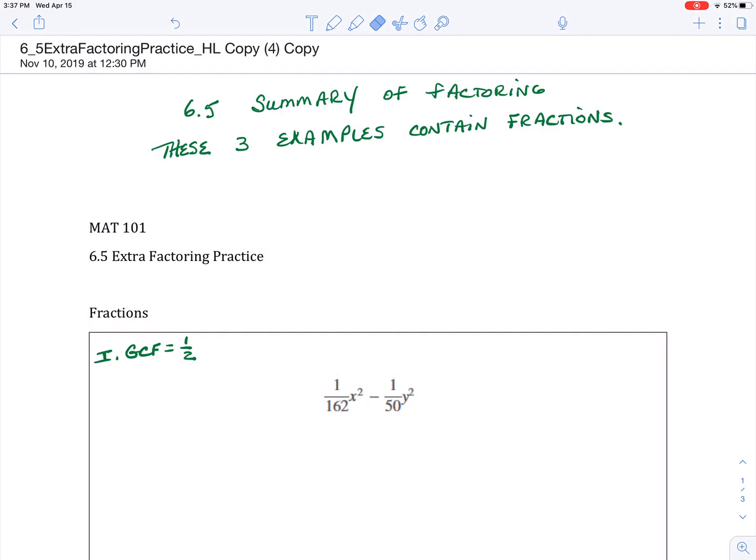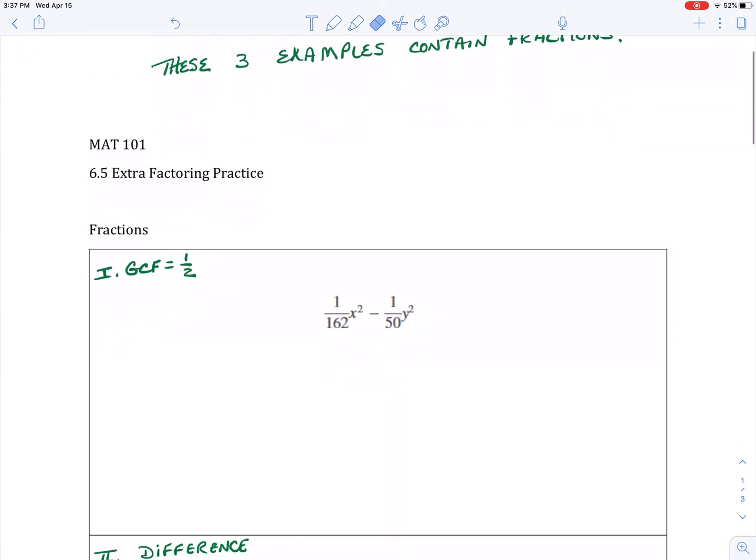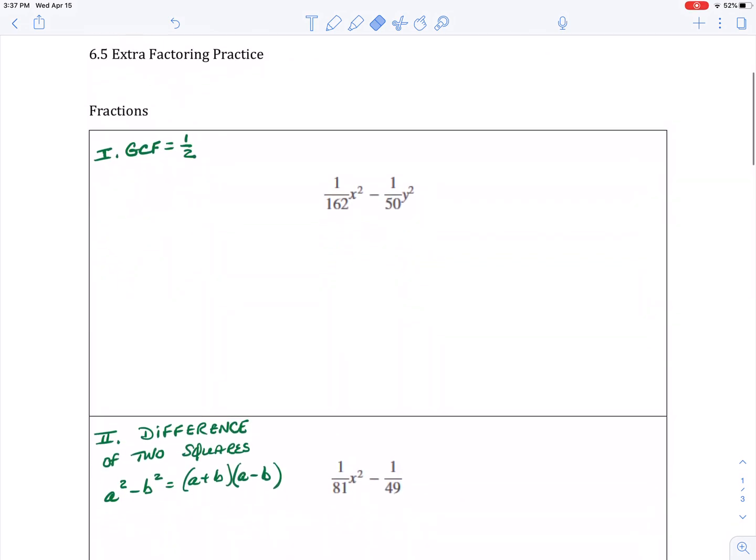And I've pulled out 3 examples here that all contain fractions, because generally that's a trouble spot for students. So this first one has a couple of things going on. The first thing I notice is that there's a greatest common factor of 1/2, and that was the first factoring technique that you learned back in section 6.1. So I'm going to factor out the common 1/2 and then figure out what goes inside the parentheses. So I need to take this 1 over 162 and divide it by the GCF in order to figure out what goes inside the parentheses.